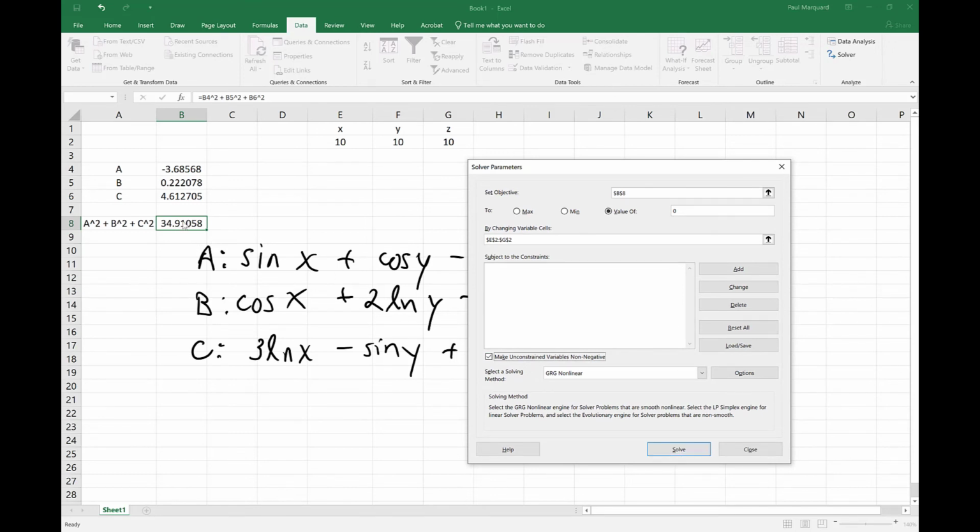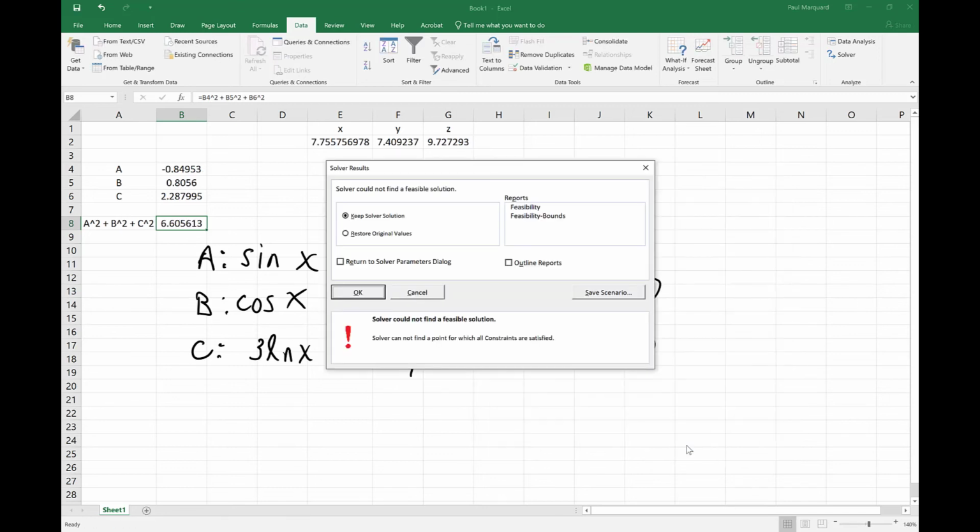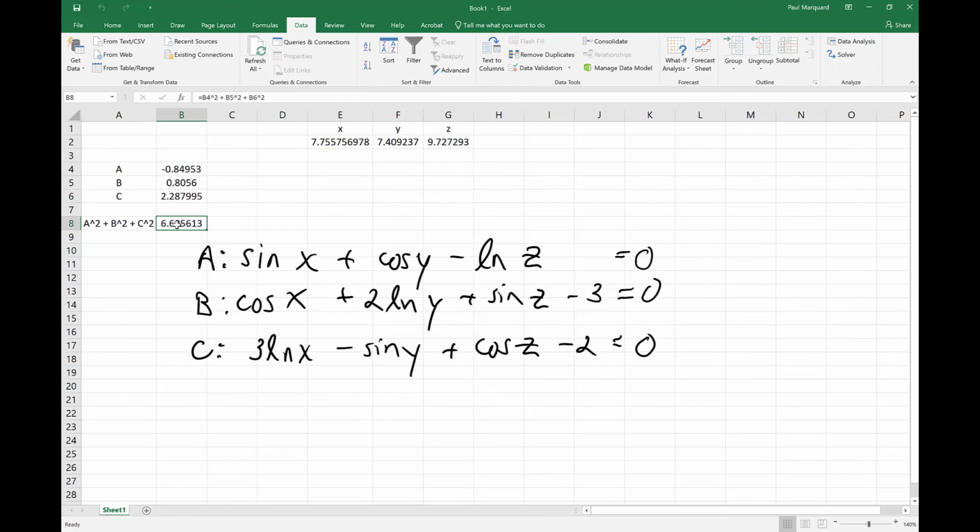Notice after I'm done with solve, this should be equal to 0. You'll also notice select a solving method. GRG nonlinear is what I'm using here. There are some others, but I'm just going to stick with GRG nonlinear. All right, so I go to solve. And you'll notice, hey, that's not 0, but it's closer than it was. And so what's happened here is GRG nonlinear has gone through that X number of times. I don't know what X is. Might be 100, might be 1,000. I don't know. But it's done it so many times, and then that's as good as it got.